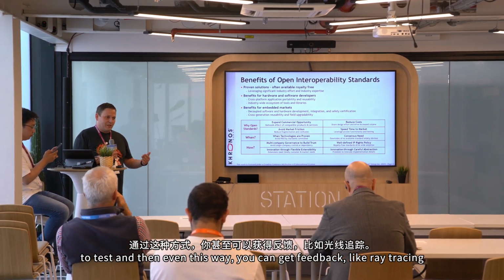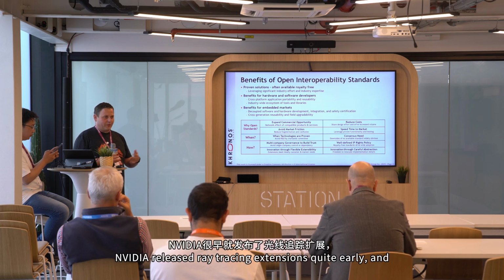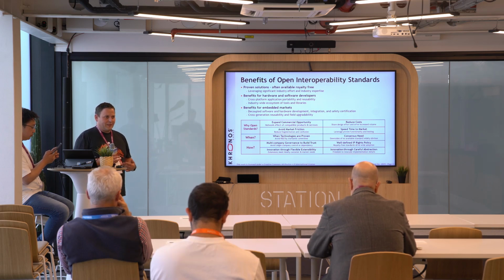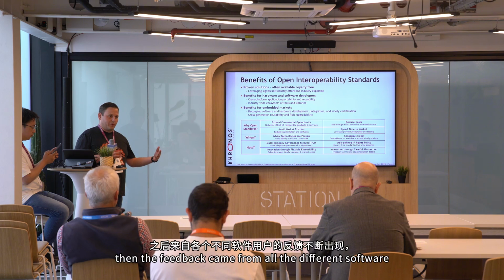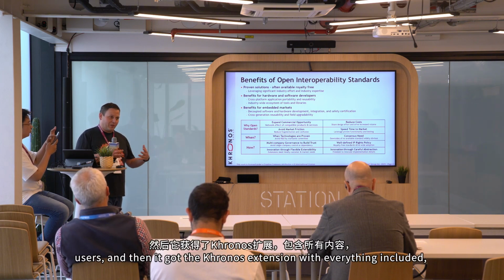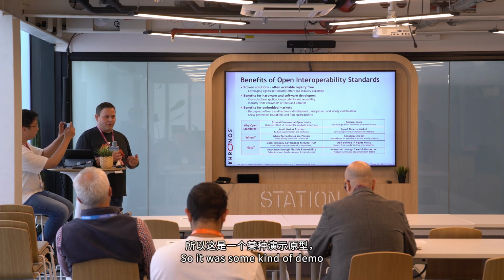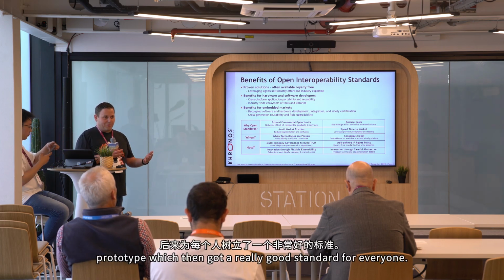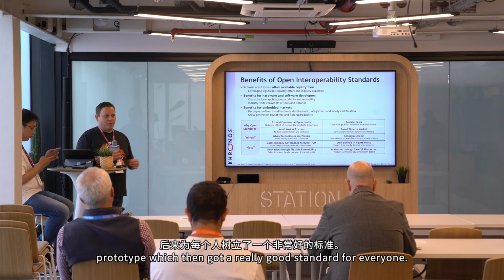And then even this way, you can get feedback, like ray tracing. NVIDIA released ray tracing extensions quite early. And then the feedback came from all the different software users. And then it got a Khronos extension with everything included everyone needs. So it was some kind of demo prototype, which then got a really good standard for everyone.